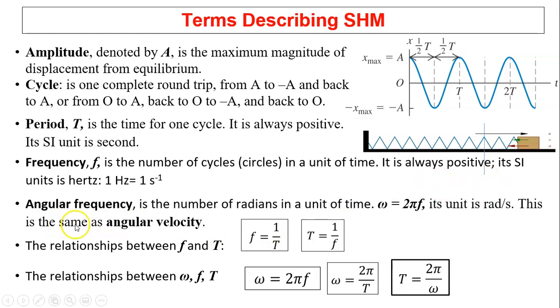Frequency is the number of cycles in a unit of time. It is also positive. Its SI unit is hertz, so 1 hertz equals 1 per second. What is angular frequency? Angular frequency is the number of radians in a unit of time. Think about it, one cycle corresponds to one circle. So frequency is how many circles it goes through in a second, and angular frequency asks how many radians it goes through in 1 second. We know one circle has 2 pi radians, so angular frequency is just 2 pi times f, right? Its unit is radians per second. Since it's how many radians per second, it's the same as angular velocity. The relationship between frequency and period is this: frequency equals 1 over period, period equals 1 over frequency, and the relationship between omega and f is this. Okay?